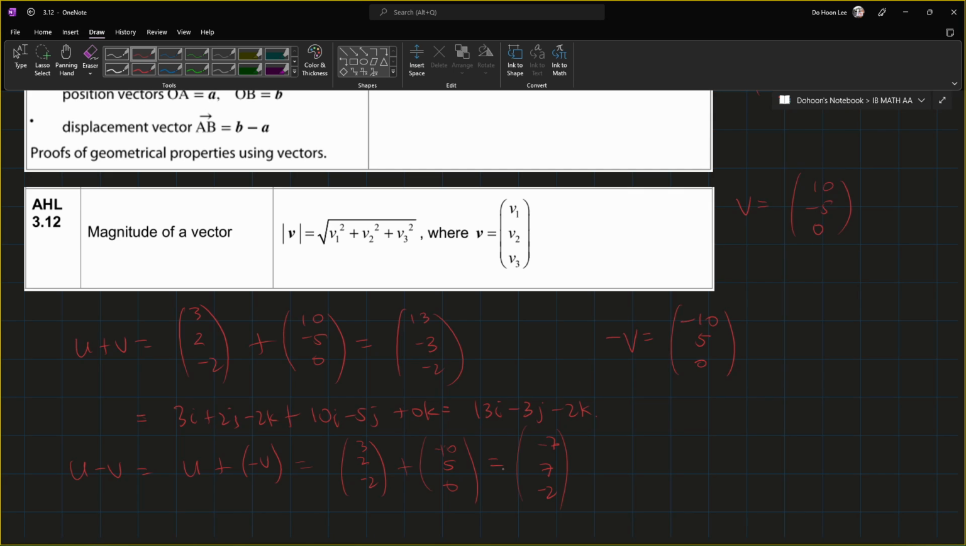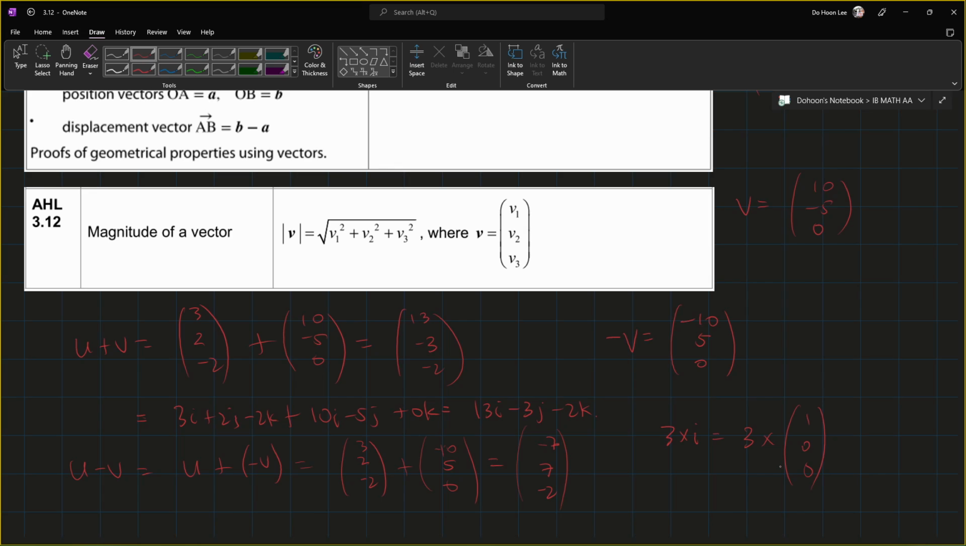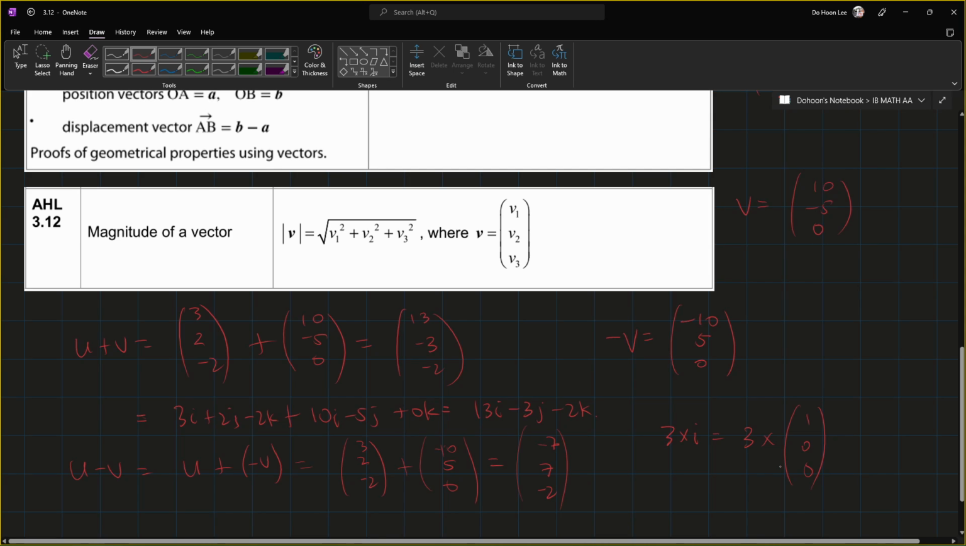Multiplication, we already did too by doing 3i. For example, when we did 3 times i, what we're doing here is multiplying a scalar with a vector. So what is a scalar? A scalar is any number that we've been using, such as 2, 3, and they're just numbers, not vectors. So here in this case, 3 is a scalar, i is a vector. So when you multiply a scalar with a vector, we simply multiply the scalar to each component of the vector. So 3 times i becomes 3 times 1 for the x component, which is 3, 3 times 0, 3 times 0. So it becomes 3, 0, 0.